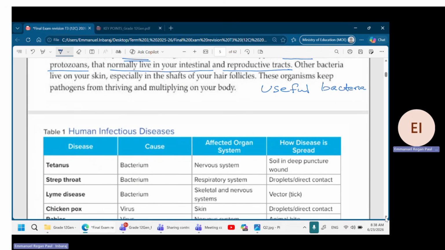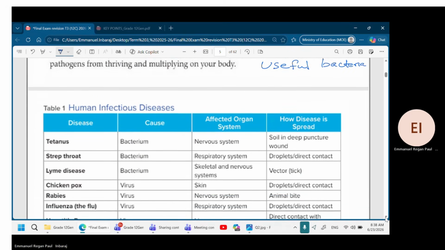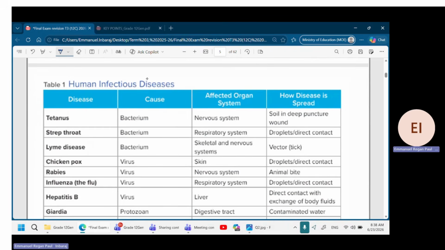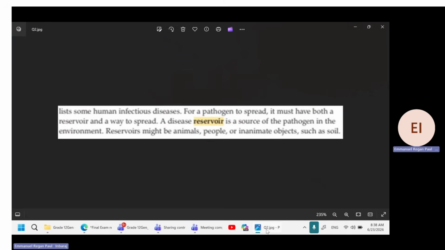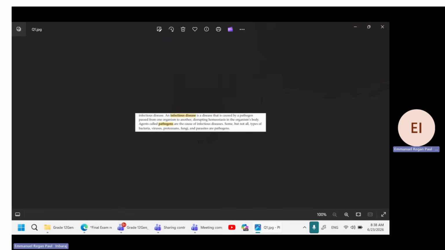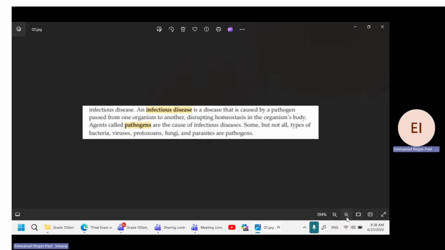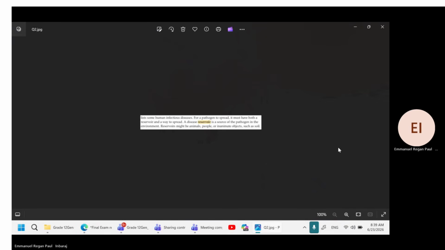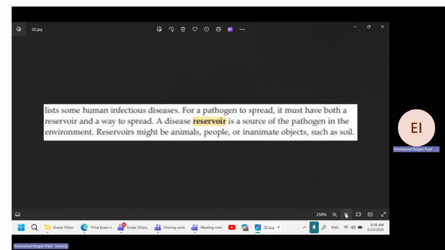Now I want you to turn to page number 26. Before going into the table, you should also study the definition of reservoir. Let me zoom this for you. What is a reservoir? A reservoir is a source of pathogen. Look at this keyword: it is a source of pathogen.